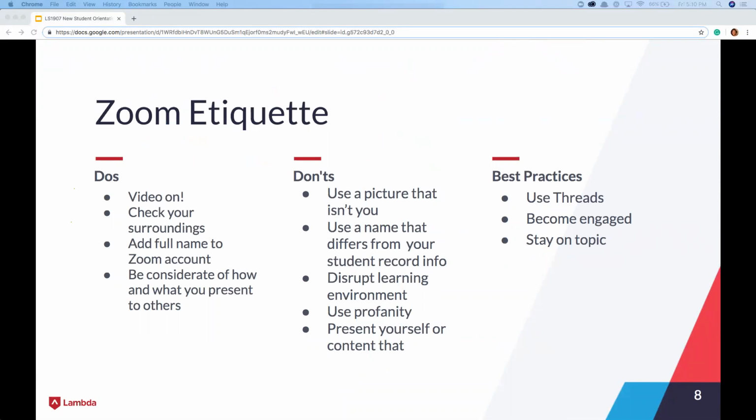So just like Slack, I have some Zoom etiquette too. Remember, keep your video on if your surroundings are appropriate. Check your surroundings and add your full name to your Zoom account as well as a picture, and really be considerate of what you present to others. Some don'ts: don't use a picture or a name that isn't yours. Don't disrupt the learning environment or use profanity or present content that may be disrespectful to anyone. Some best practices: be engaged, stay on topic, and use the threads in your Slack channels, okay?